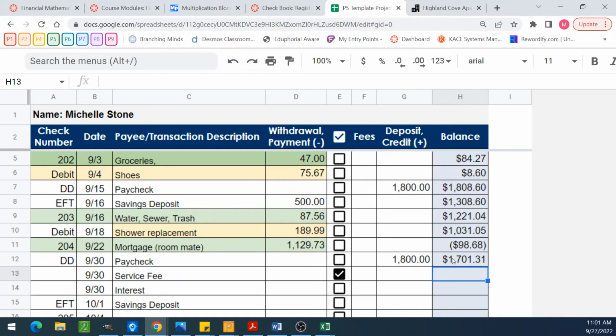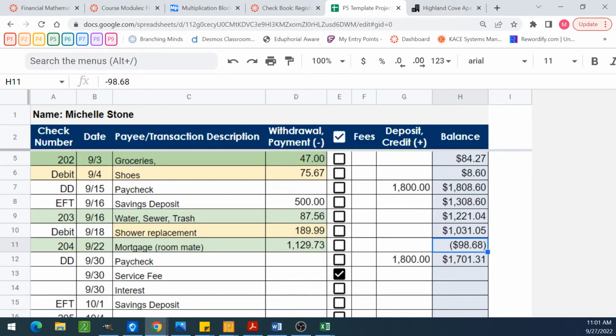How do I know that this one's negative? I put in the negative, but do you see how it automatically puts parentheses on it if it's negative? Because I spent more money than I had. Does that make sense? Right here? John, is that what you're asking me? Okay.